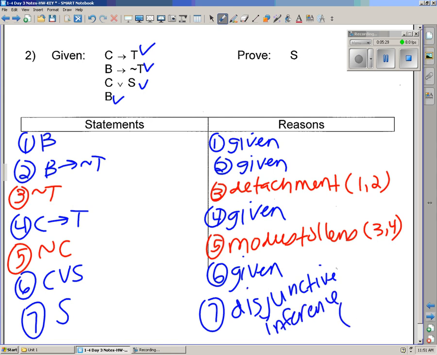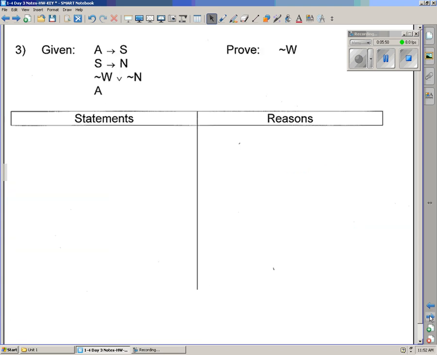And disjunctive inference is from lines 5 and 6. Again, not much options in this particular proof with different ways that you can do it. The order can definitely be a little bit different, but you're pretty much stuck with some detachments, some modus tollens, and the disjunctive inference. Let's take a look at the next one.